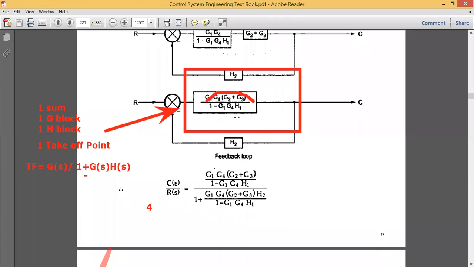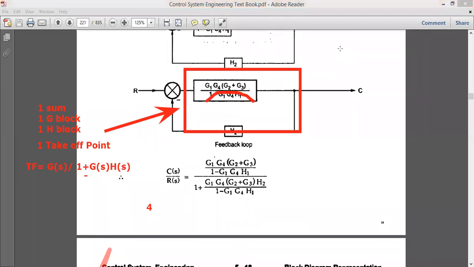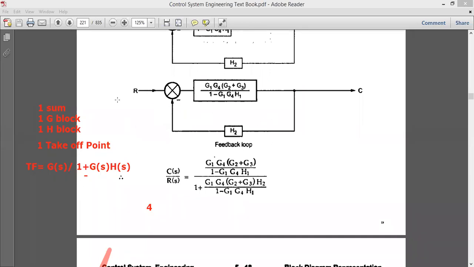Okay. Now after this, observe. I will erase this point. Now observe this. What is the left side written content? There should be one summing block. Yes, I have one summation block, right? There should be one G block. Yes, I have one G block. Then one H block? Yes, I do have one H block, right? Then one takeoff point. Yes, I have one takeoff point. So if this condition is satisfied, then I should apply the transfer function.